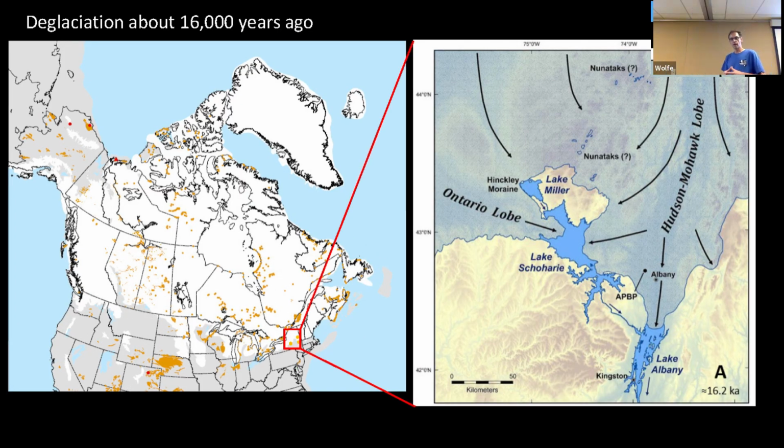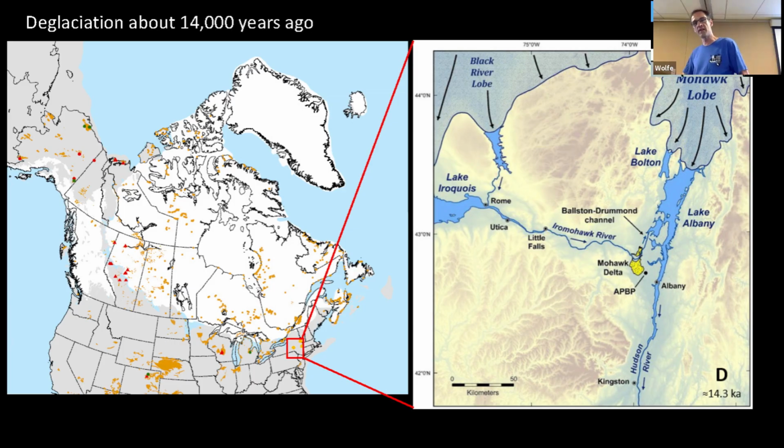So again, locally, you see this, it says APBP, that's the Albany Pine Bush Preserve, right here. And this is about 16,000 years ago. That's called the Hudson, I think it's the Hudson Mohawk Lobe. That's the part of the ice. So again, we have Glacial Lake Albany, we have the ice sheet covering it. Clearly, our dunes cannot form at 16,000 years ago.